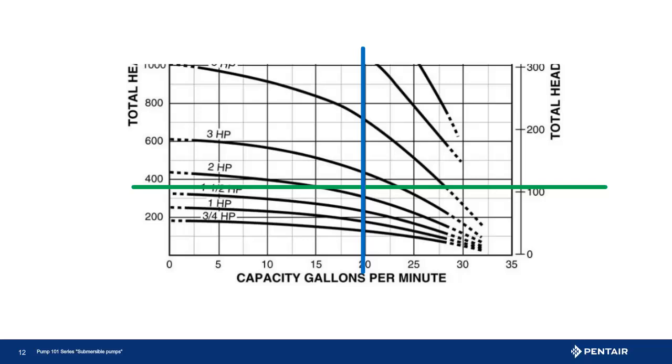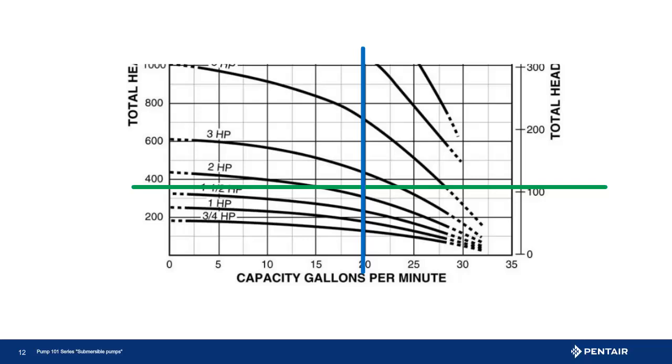Looking at a curve, we snap two lines. The vertical blue line is the 20 gallons we need. The green horizontal line is the total dynamic head as best as I could draw it. And you see we are right in the middle of the 2-horse curve and the 3-horse curve. First question is, what horsepower do we use? Of course, the 3-horse.